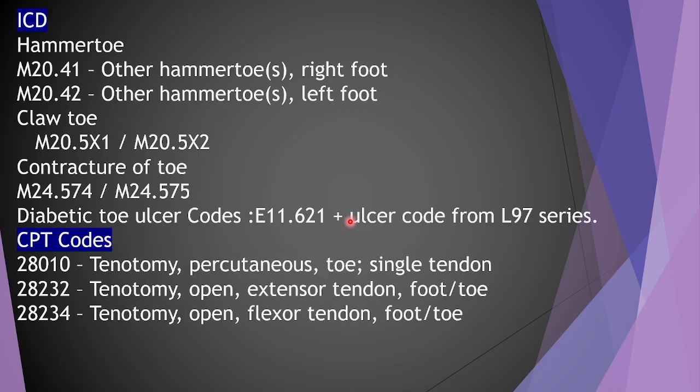Moving to the next, ICD and CPT codes. In ICD, the medical diagnosis is based on whatever condition is given. For hammer toe, the ICD will be the M20 series, claw toe M20.5x series, and contracture of the toe M24 series. For diabetic toe ulcer, the code is E11.621 and the ulcer code L97 series. The diabetes code is based on the type of diabetes, type 1 or type 2, and also the L97 series. Medical necessity is very important, and whatever is given, we have to mention it.